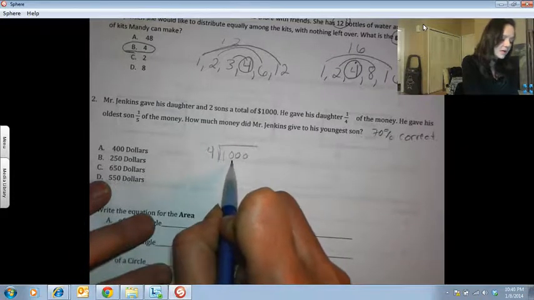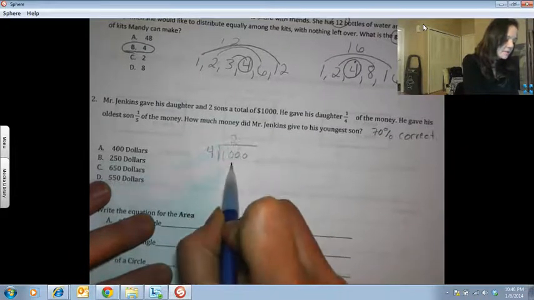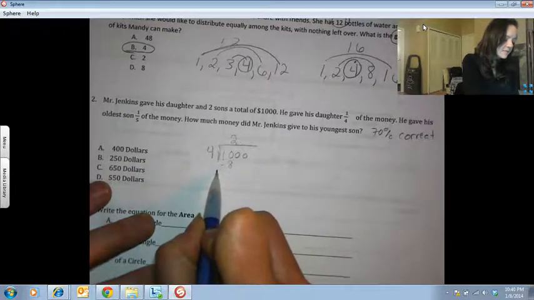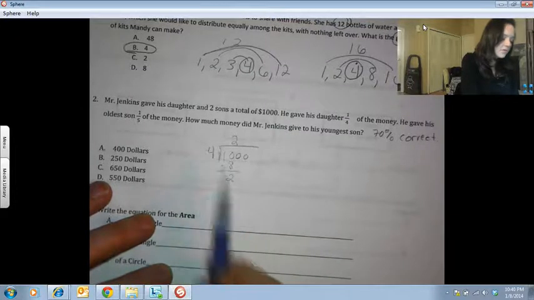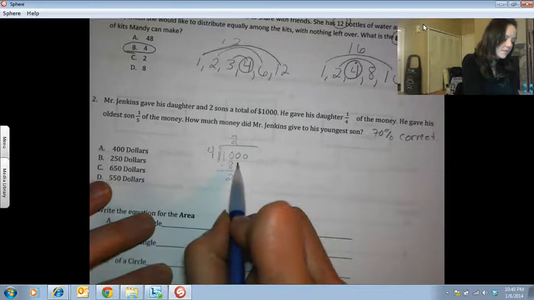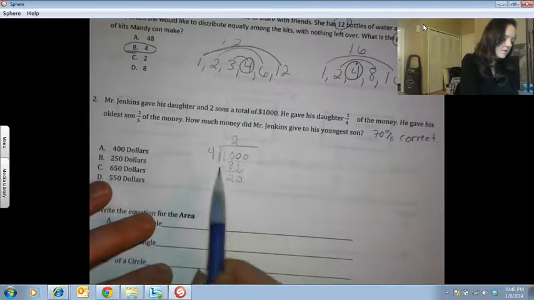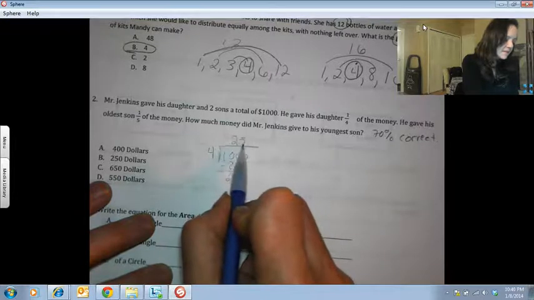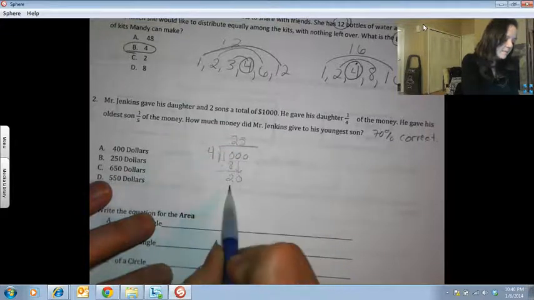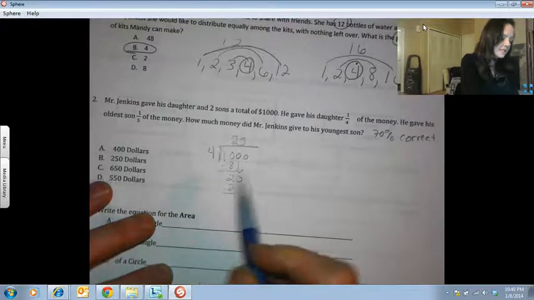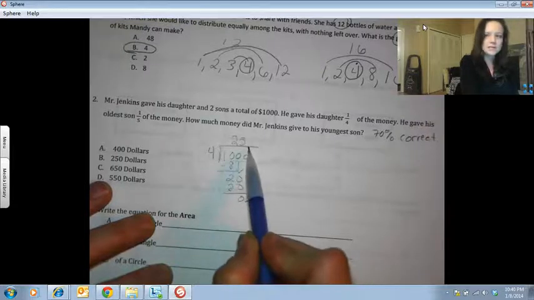4 can go into 10 2 times. Okay? 4 times 2 is 8. We subtract here. We get 2. 4 cannot go into 2. It's not big enough. We need to bring down the 0. 4 can go into 25 times. 4 times 5 is 20. There's nothing left over there. Even if we bring down this other 0, we still have to put something here though because there's a placeholder.